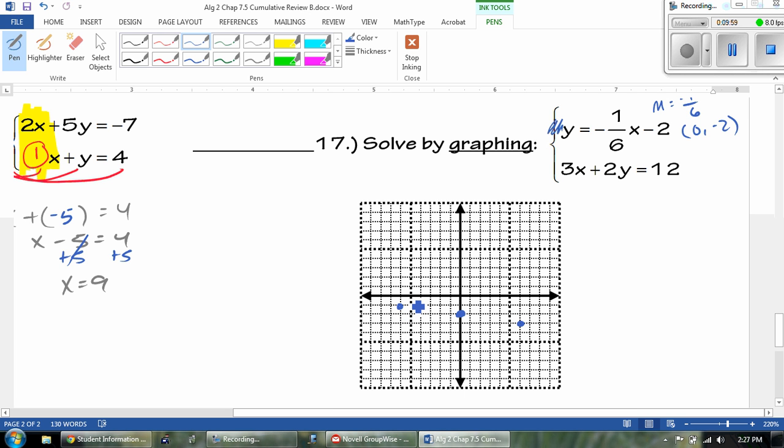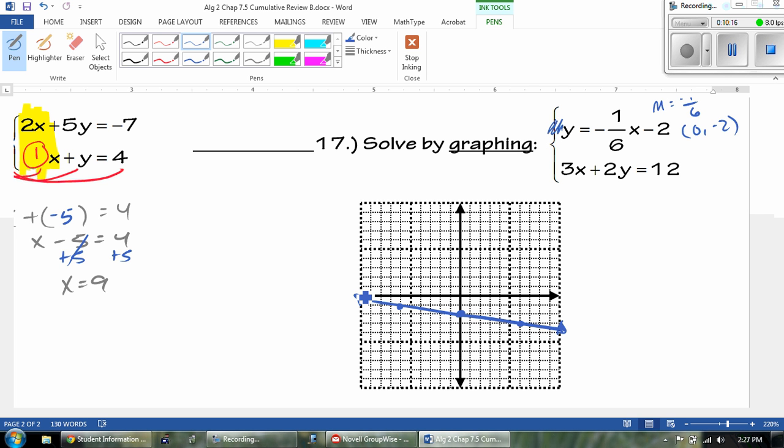Now, remember, these lines need to be perfect, or as close to perfect as you can. So make sure you are using a straight edge. And we are drawing lines, so add arrows to it.